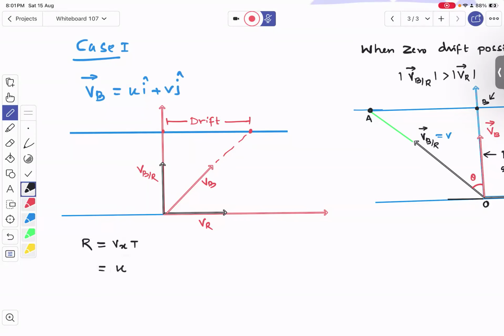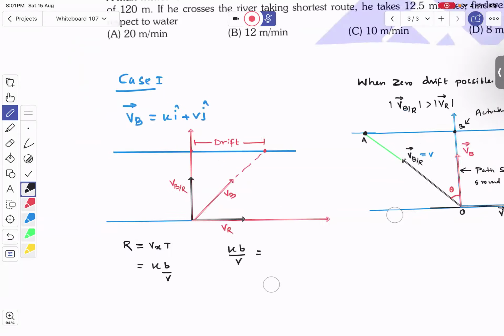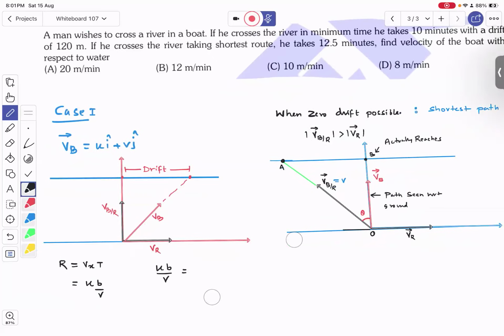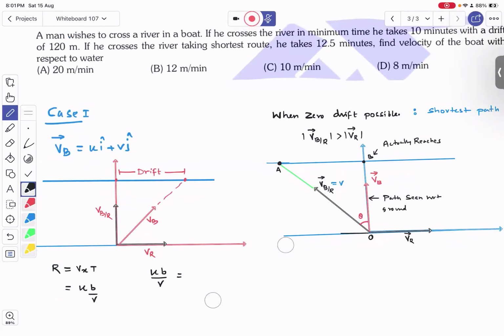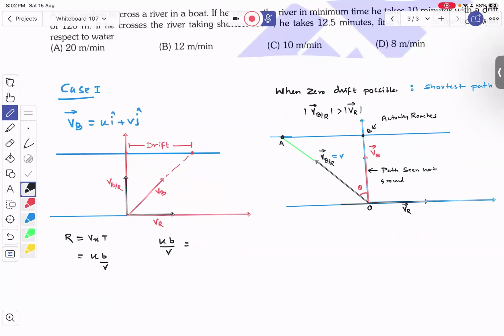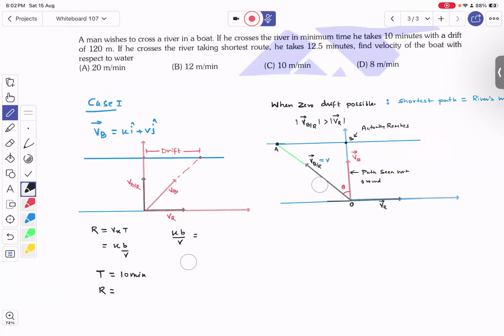Velocity along X is U. Time to cross the river is B by V, no? So that U B by V is given to us. How much is it given? 10 minutes. And the width of the river and the drift are given to us. Time to cross the river is given to us, so here T is given directly as 10 minutes, and drift is given to us as 120 meters.